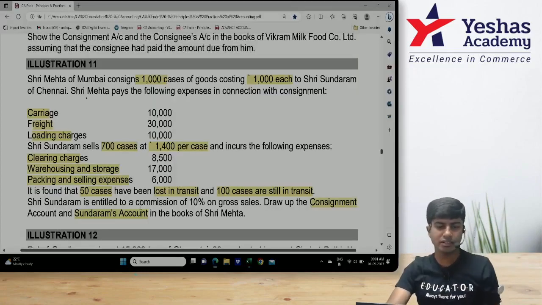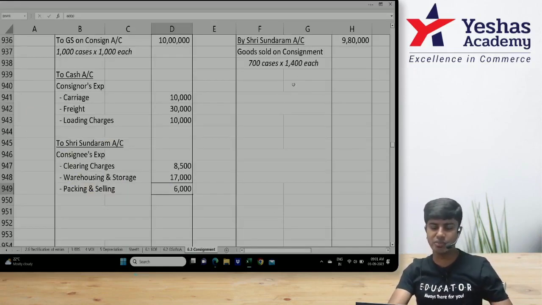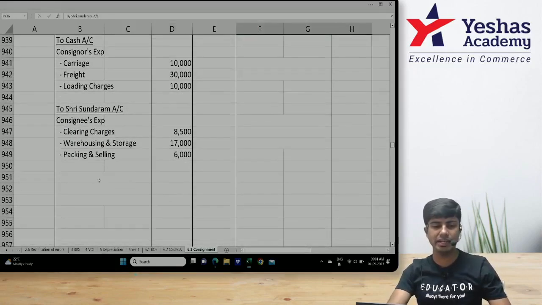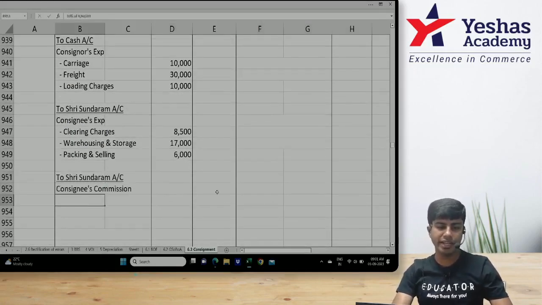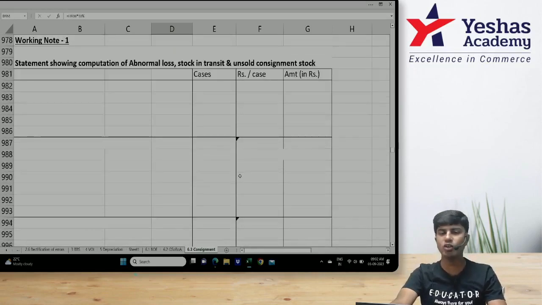Sundaram is entitled to a commission of 10% on sales. Shall we write the entries? Sales first. Goods sold on consignment: 9,80,000. Commission will be 9,80,000 into 10%, which is 98,000. Now let us compute the value of the abnormal loss.